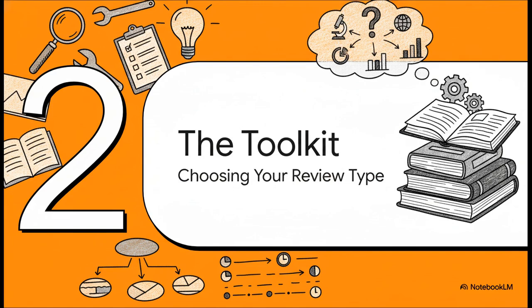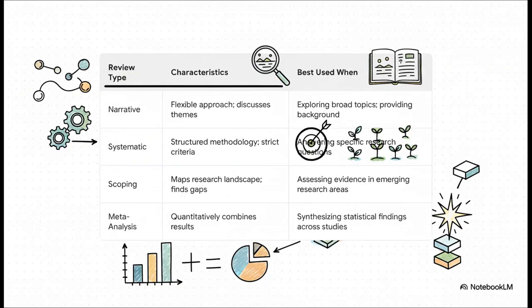Okay, let's move on to our toolkit. You wouldn't use a screwdriver to hammer a nail, right? Well, not all research jobs are the same, and neither are literature reviews. Choosing the right type of review for your specific goal is one of the most important decisions you'll make at the start. So this table breaks down your main options.